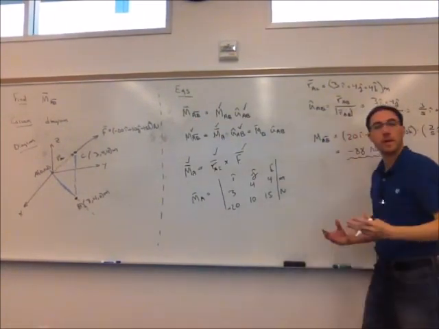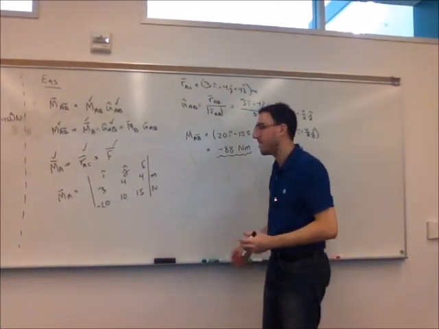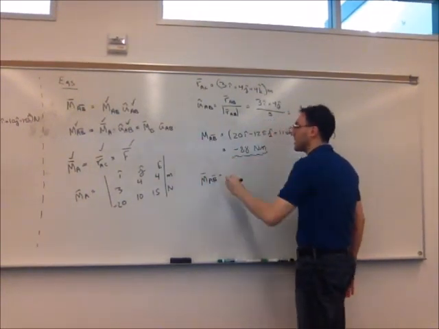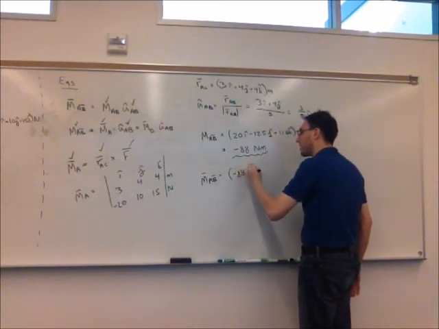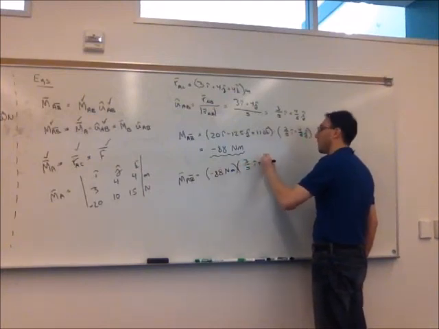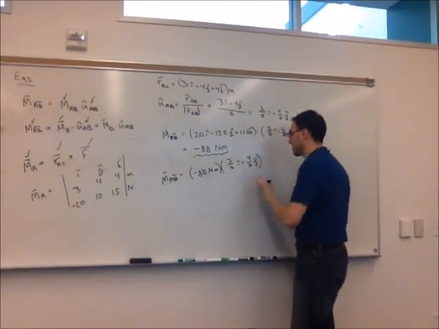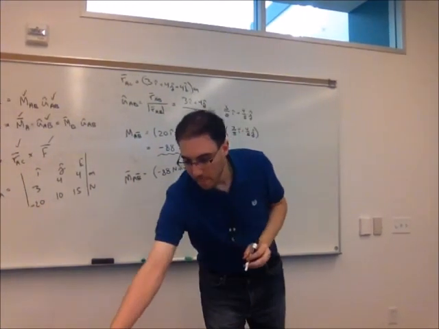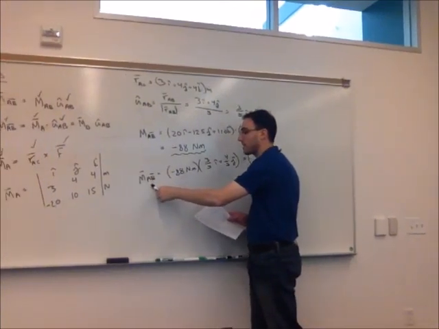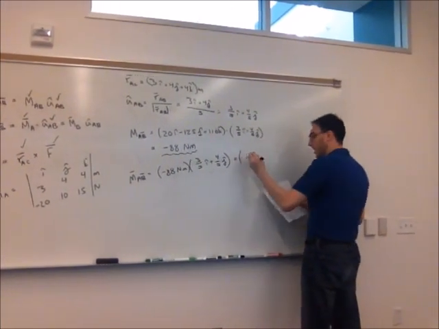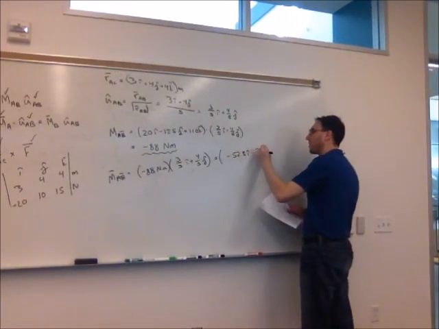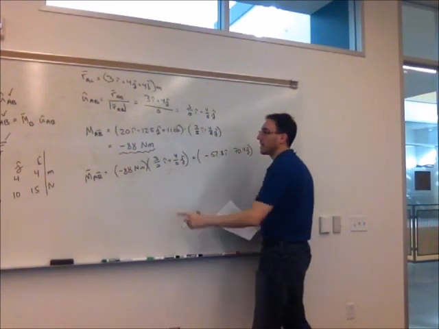So we're ready for the last step, expressing this moment around the axis as a vector. We're going to take what we just found, negative 88 newton meters, and multiply it by u hat AB, 3/5 i plus 4/5 j. Multiplying this out, we get that the moment around axis AB in Cartesian form is negative 52.8i minus 70.4j, again in newton meters.